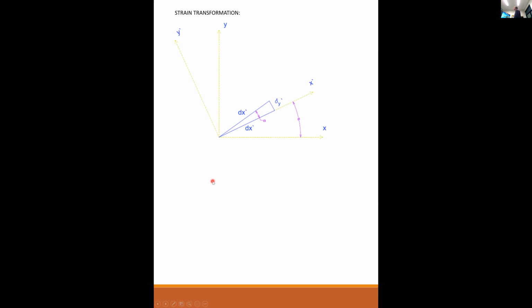Okay, that was epsilon x prime. Now we're going to be looking for, I'm sorry, we're going to be looking for gamma x prime y prime. Because remember before we found sigma x prime and tau x prime y prime. Now we're going to be finding epsilon x prime and gamma x prime y prime, the transformed shear strain.